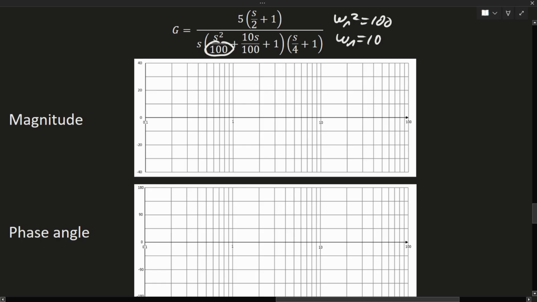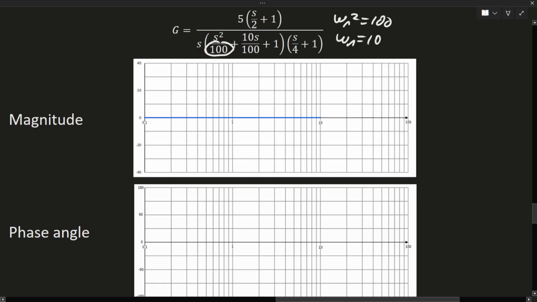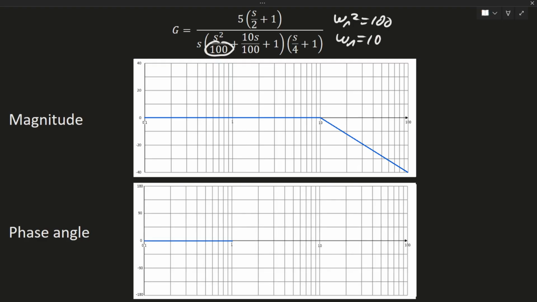Now, for the magnitude, you start at 0, you go up until 10, and then decrease at a rate of negative 40 decibels per decade. Phase angle, same thing, there's 10, right? But now you have to take the tenth of it, so 0.1 times 10, 1. Phase angle starts at 0 up until 1.